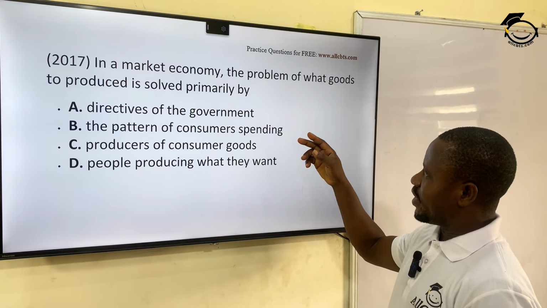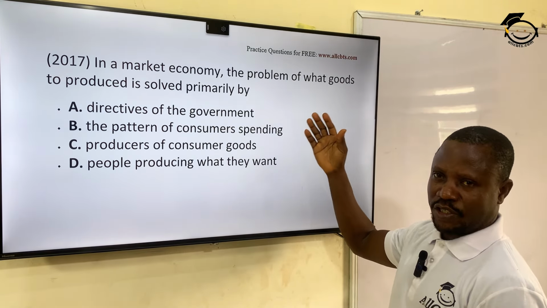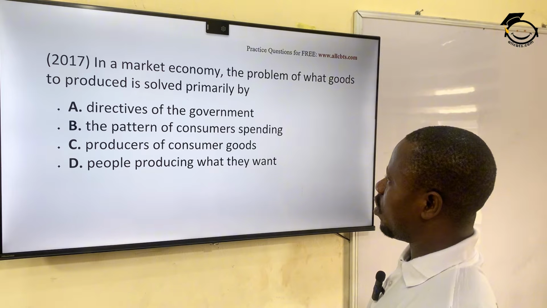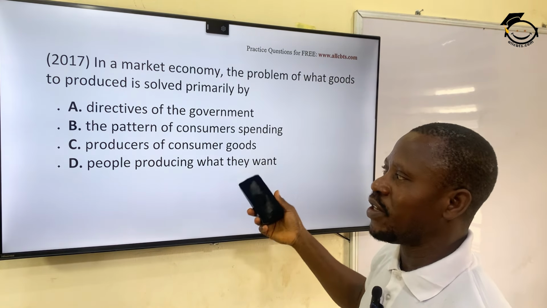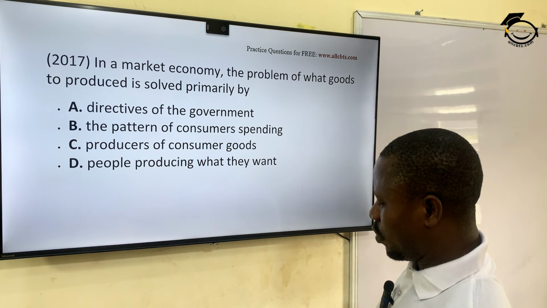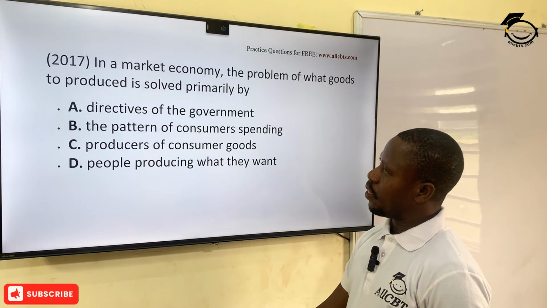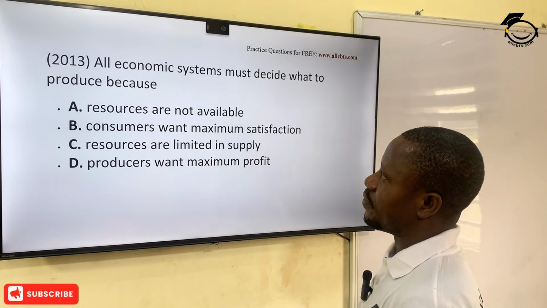In other words, what are the requests? What are the choices? What is the fashion? What are the interests? What are the demands of the consumer? What are they spending their money on? That should be what you produce, so that you can make your money back. Option B is the correct answer.